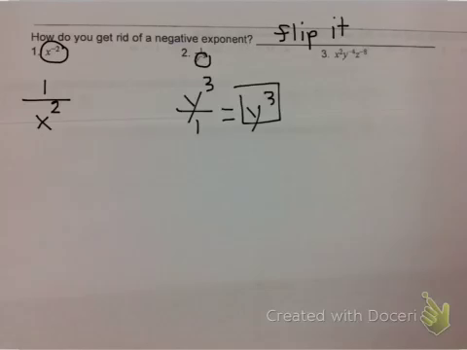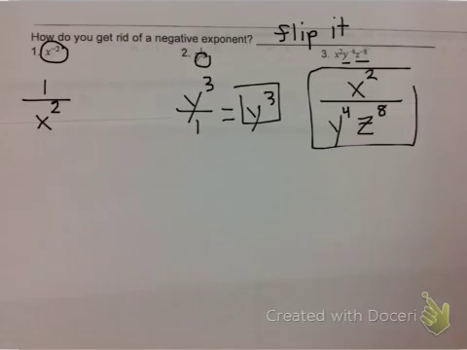It's important to know that you only flip the terms with negative exponents. So look at number 3. X squared, that's a positive exponent, we leave it alone. Okay, y to the negative 4th, that's a negative exponent, so it goes to the bottom. And z to the negative 8 will also need to be flipped. Okay, but just remember, if it doesn't have a negative exponent, leave it alone.